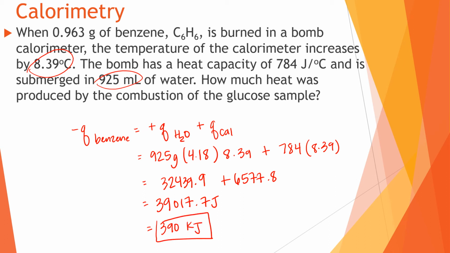Okay, so both of those were just asking us to calculate how much heat was lost by the benzene, and it was 390 kilojoules. Now, if the answer choice gave you negative 390 kilojoules, that negative is just telling me that it was heat lost, but it's not necessary unless it asks you to give a sign indicating direction.